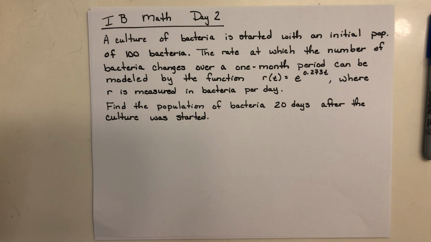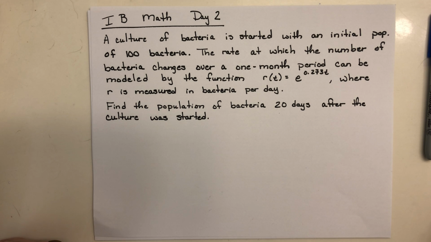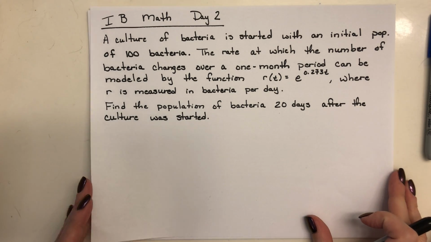Today we're going to be looking at just some more applications that you can use to do integration with. Today we're going to look at a bacteria example. Reading through the example, it says that a culture of bacteria started with an initial population of 100. The rate at which the number of bacteria changes over a 1 month period can be modeled by the function r of t equals e to the 0.273t power, where r is measured in bacteria per day. Find the population of bacteria 20 days after the culture was started.